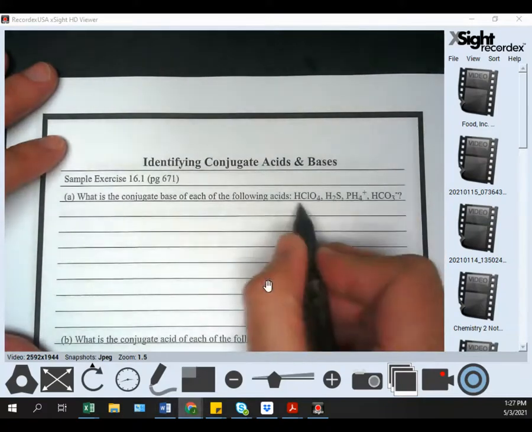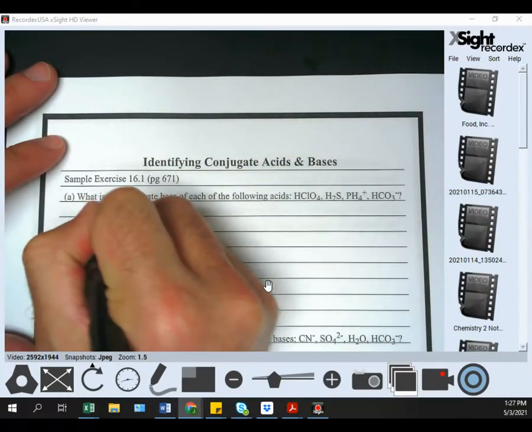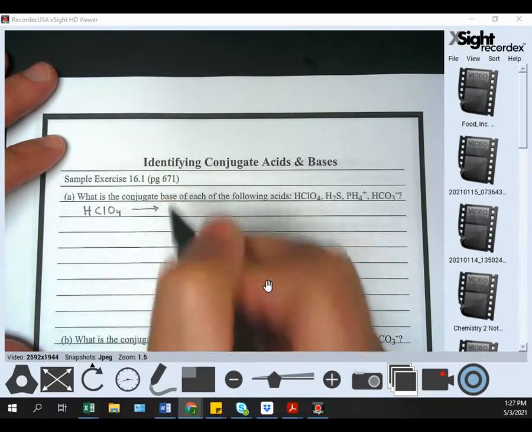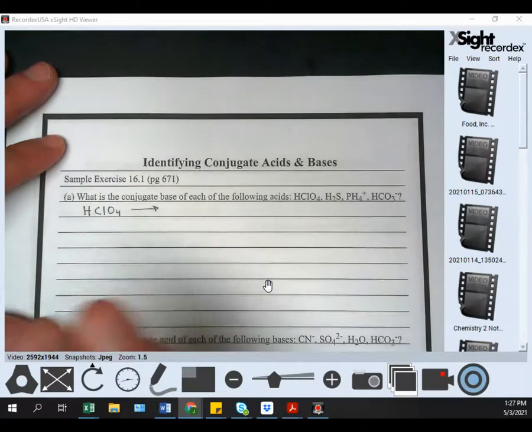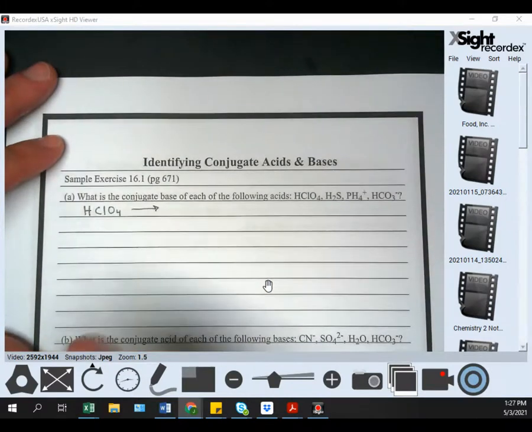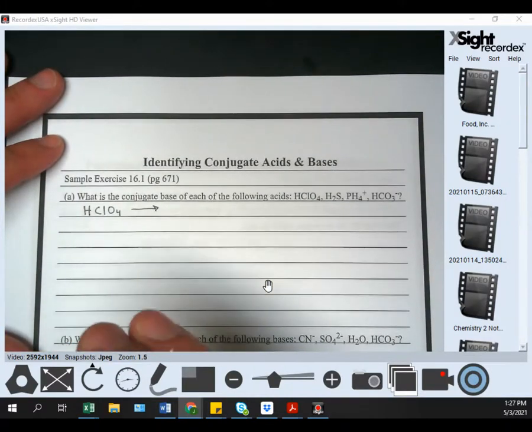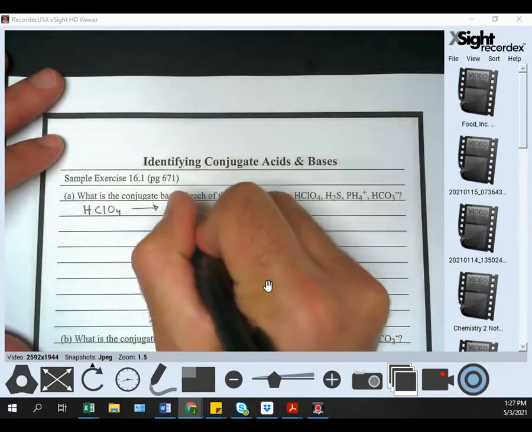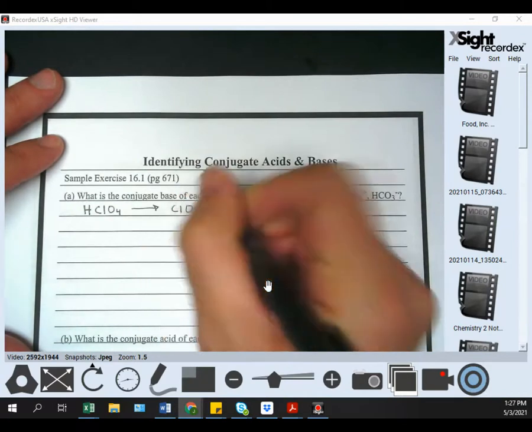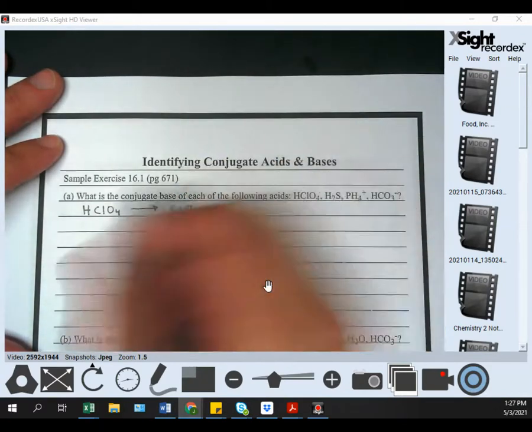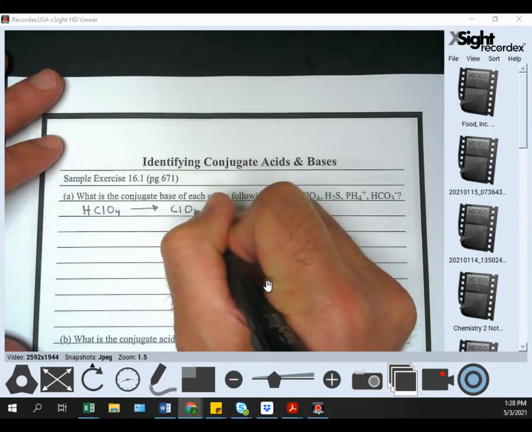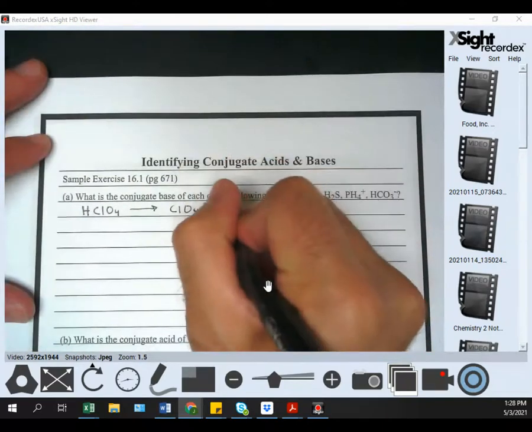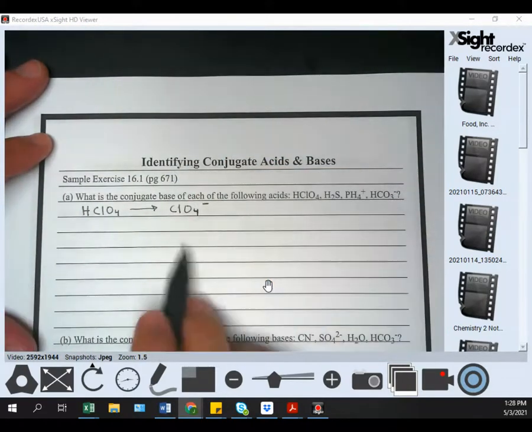All you're going to do is start with what they give you, HClO4. And the conjugate base is going to be the exact same thing minus a hydrogen, and you've got to change the sign based on the fact that we lost a positive. So it's going to become a negative. So this would be ClO4 -1.